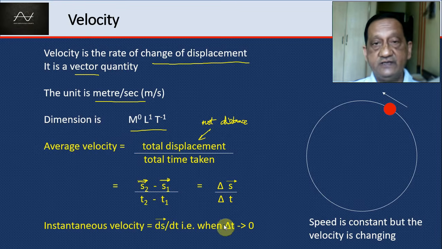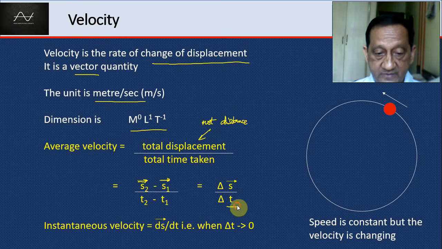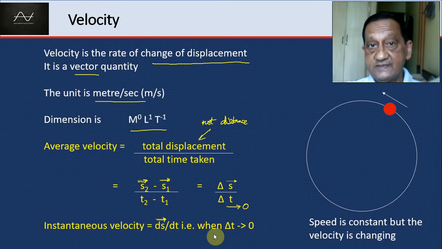And instantaneous velocity at an instant will be obtained when you make this delta t tend to 0, then it becomes ds by dt. That's velocity. So a very interesting example one can talk about: a body moving with a constant speed but with a varying velocity. Constant speed and varying velocity.